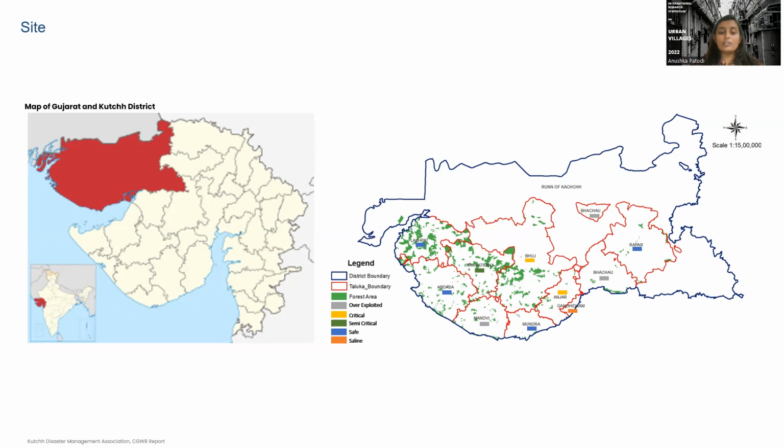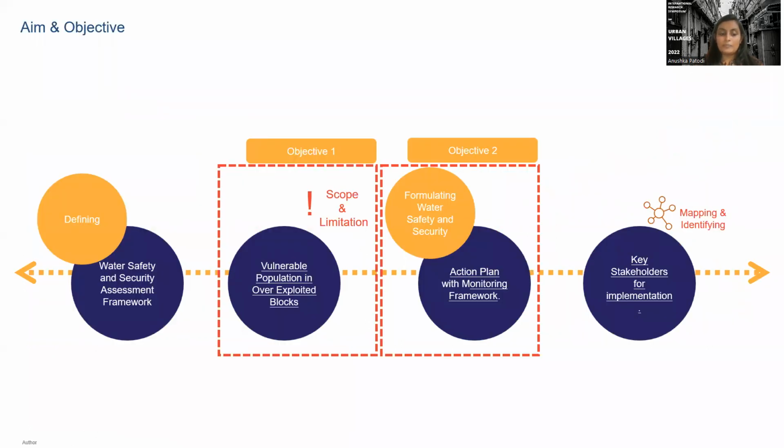The research is limited to the cases of Mandavi city, Birda village and Bachao city. The sites fall under the overexploited blocks of the district. The aim of this research was to define a water safety and security assessment framework for the urban and rural centers of the overexploited blocks of the district, while simultaneously addressing the vulnerable population, along with formulating a water safety and security action plan with monitoring framework. The research also maps and identifies the key stakeholders for implementation of the identified actions.